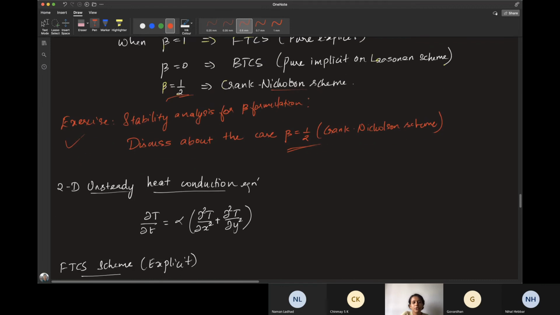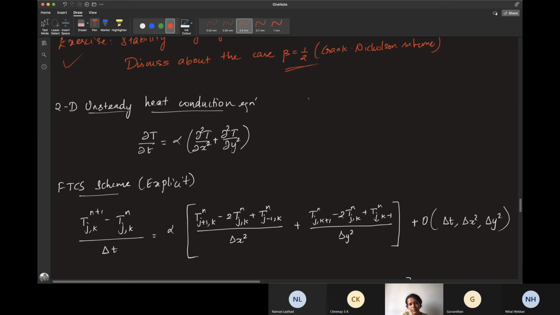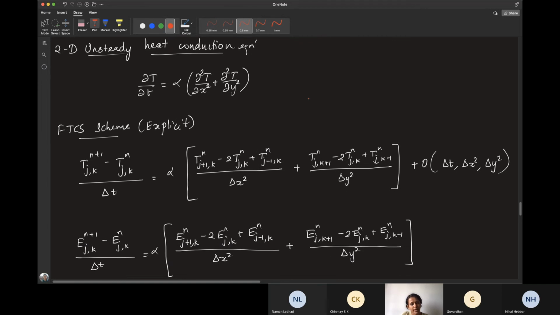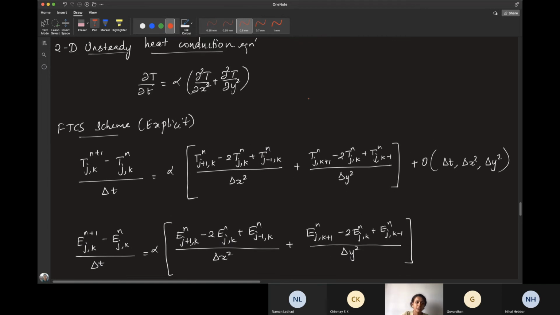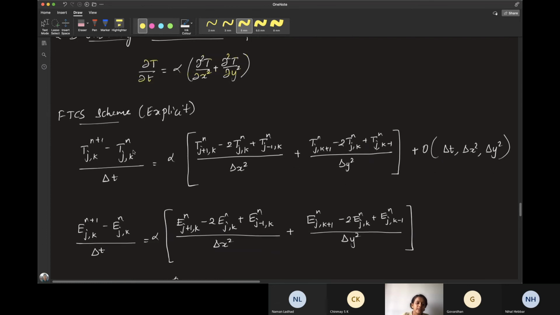So this is for 1D. So till now we have done different analysis for 1D heat conduction equation. So now let's move on to 2D heat conduction equation. So I'll go about doing the explicit FTCS scheme itself for this. So consider a 2D heat conduction equation, and I'm doing forward in time here. So I'm using J and K. J is for discretization in X and K is for discretization in Y.